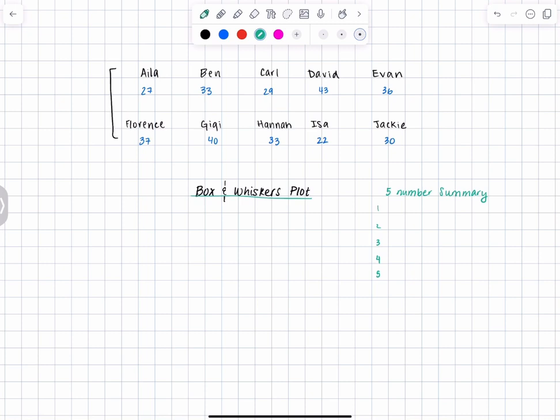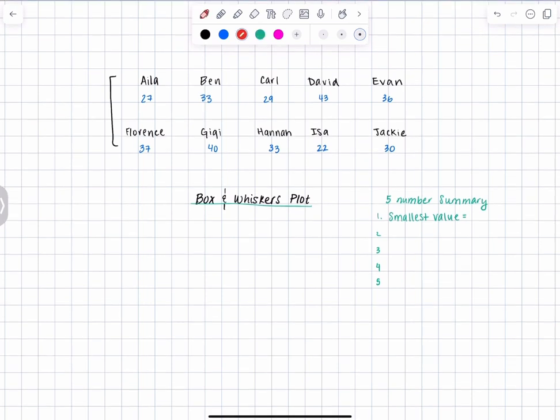So the first part is the smallest value. What is the smallest value in your data? The smallest value in our data is 22 pieces of candy that Isa brought to the table. So 22. Let's skip over 2, 3, and 4 and go to the 5th one.